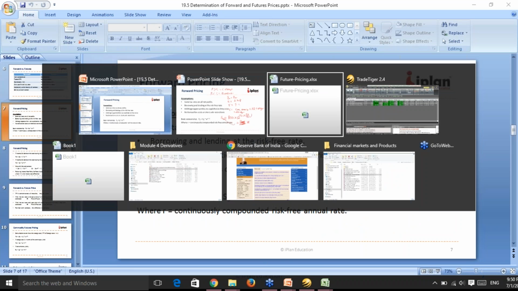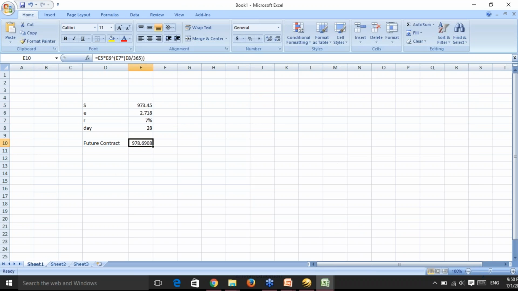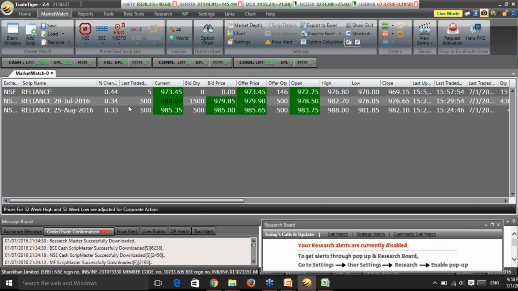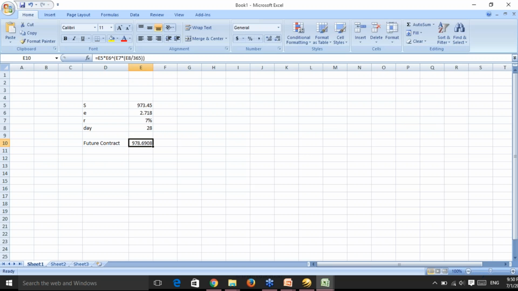So in this example, here we try to calculate the future price. So we took 28 days. This is the theoretical value, and the actual value is 80, only 2 rupees overpriced. So what we would do here is put the formula here and we get the value.